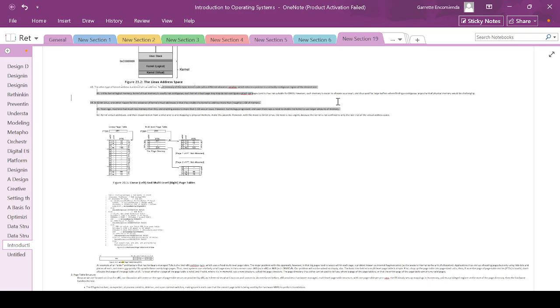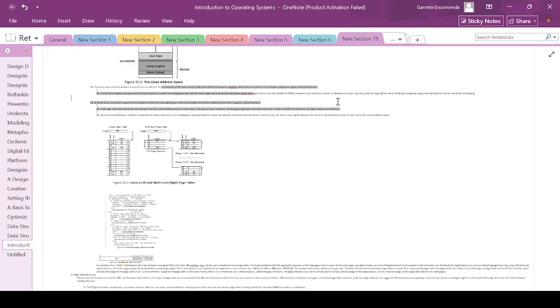In a 32-bit Linux, one other reason for the existence of kernel virtual address, or the innovation of the combination of OS and hardware policy and mechanism for this, is that they enable the kernel to address more than roughly 1 gig of memory. So it allows the kernel to address that 1 gig of memory despite this small page size.